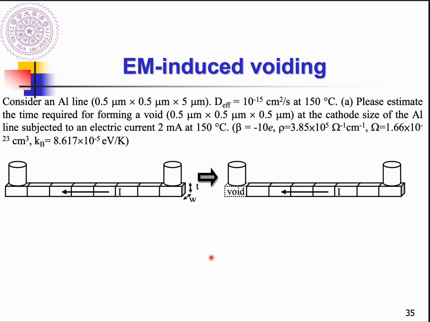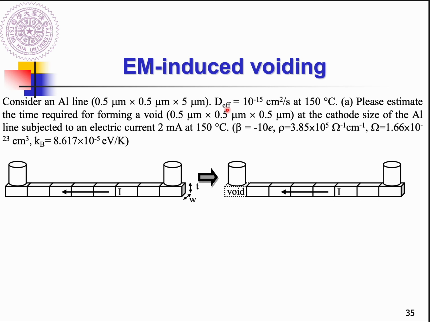Okay, so before we end the electromigration part, we are going to give you an example here. What we have here is EM-induced voiding. In the beginning, we have a material, an alumina line with a 0.5 times 5 micrometer size, and the effective passivity equals 10 to the minus 15, and the effective diffusivity actually means the exact diffusivity of this alumina.